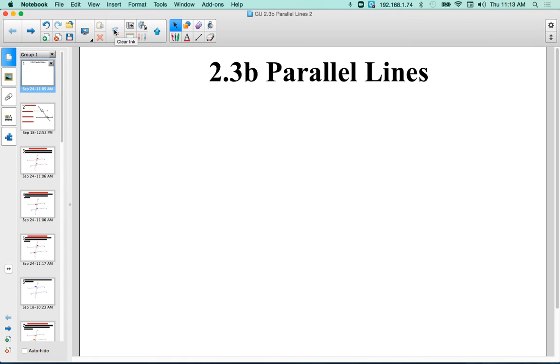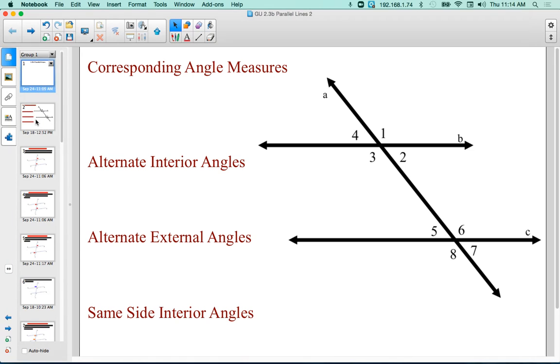Hello, welcome to 2.3b, parallel lines and transversals. So we are going to be taking what we learned in 2.3a, which was a transversal that intersected two other lines. And we're going to be focusing on a specific situation, one where we now have parallel lines. Now, this slide is asking a lot of different questions, like what are the corresponding angle measures, alternate interior angles, alternate exterior, same side interior.